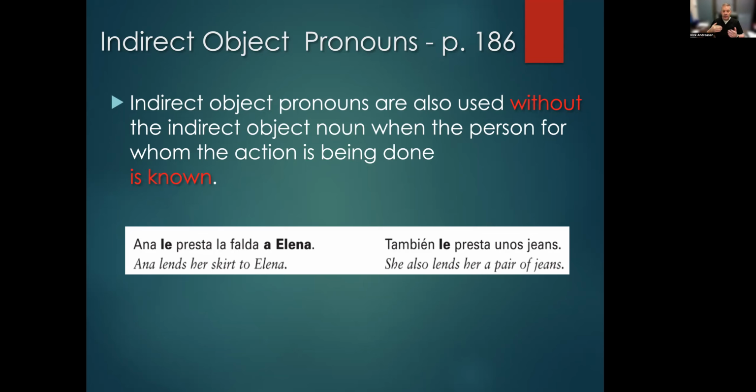So if it's not going to be clear, then the speaker will clarify who that le is referring to with the indirect object noun. And then from then on, as long as it remains clear, they'll just use that indirect object pronoun to replace that noun. You've got to imagine this gets confusing when you're talking about somebody in the third person.